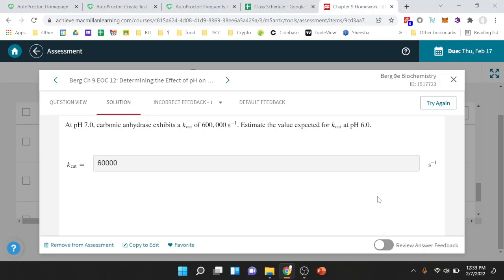Okay, so at pH 7, carbonic anhydrase exhibits a kcat of 600,000 times a second. Notice that's a really fast one, right? It's one of the fastest enzymes ever recorded, so it's very fast. Estimate the value expected for kcat at pH 6.